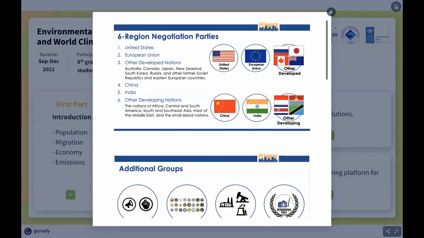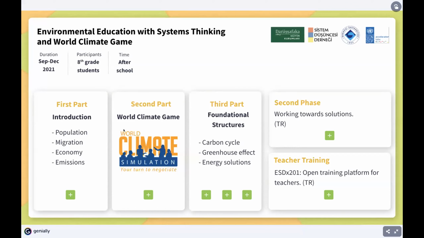And it was really, really good for teachers, seeing how students negotiate and build their claims with the evidence they have. This was really good because we had the first part, which was a preparation for the World Climate Change game. When we talk about environmental education with systems thinking, we have a focus on climate change, but we didn't take it solely as an environmental problem. We also considered the economic and population related problems.